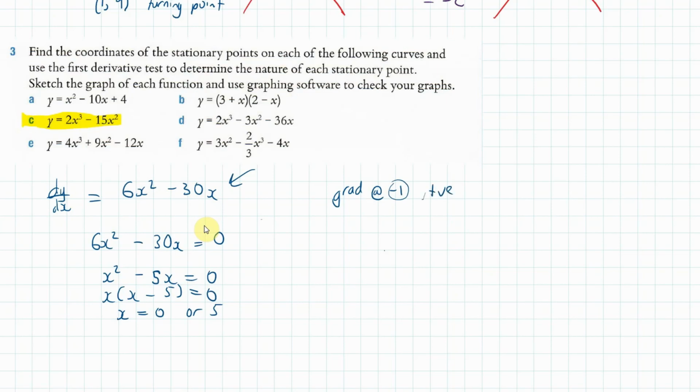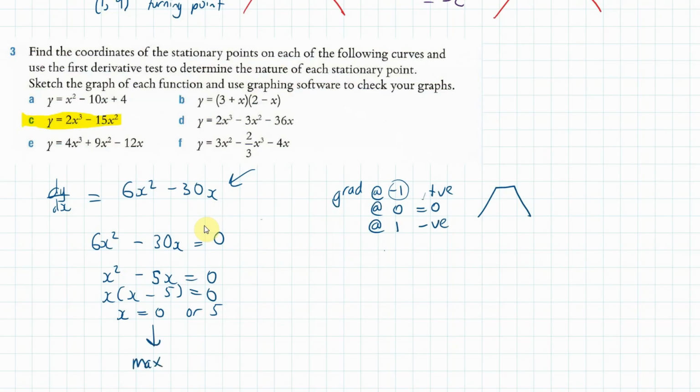And then the gradient at 0 equals 0. And now we do the gradient at 1. 6 times 1 squared is 6, minus 30 times 1 is negative 30, so we're going to end up with a negative gradient for that one. So you can see that it's gone positive, 0, negative. So this one, therefore, is a max point.